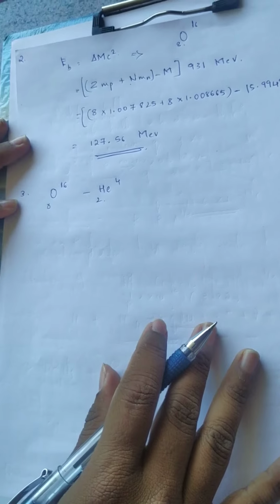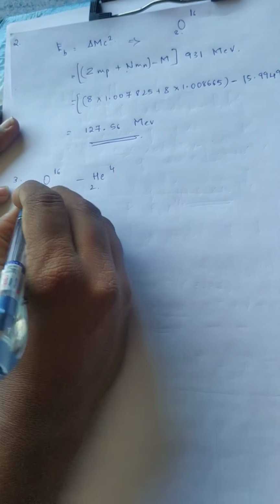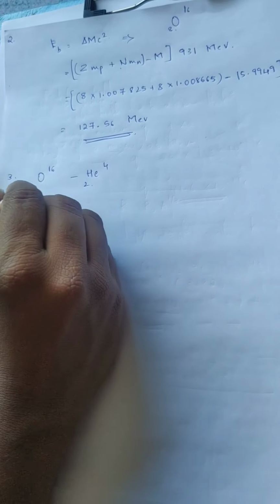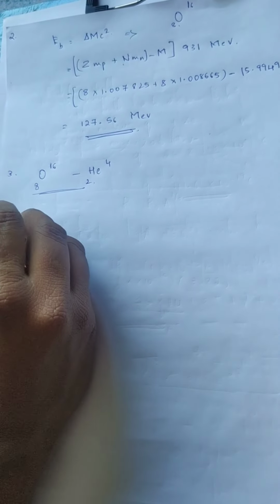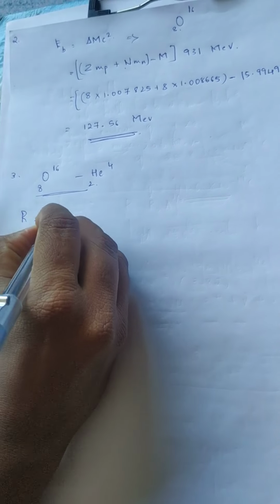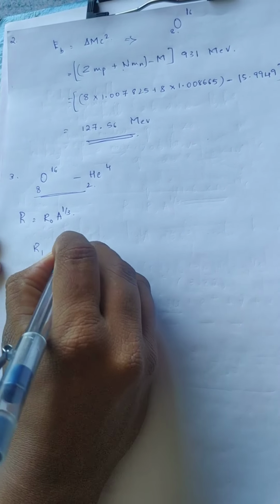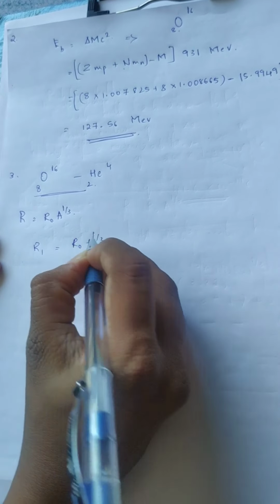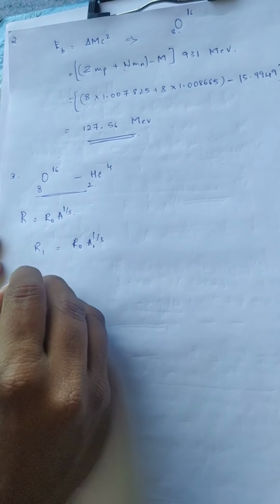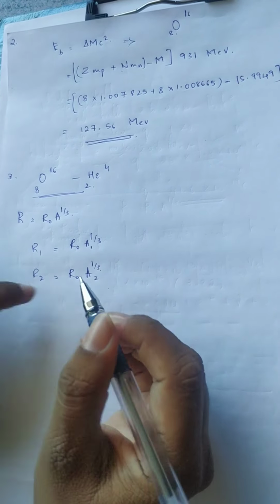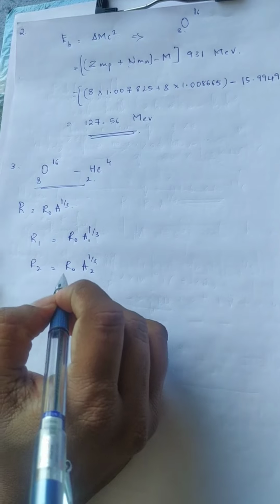So the next question is, compare the radius of the oxygen nucleus with that of the helium nucleus. So they have told us to compare the radius of oxygen and helium nucleus. For these two nuclei, we know the radius is given as r = r0 A^(1/3). Let r1 be the radius of oxygen, and let us take its mass number as A1. r2 is the radius of helium, with mass number A2. r0 is a constant.